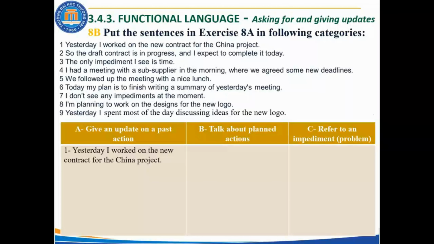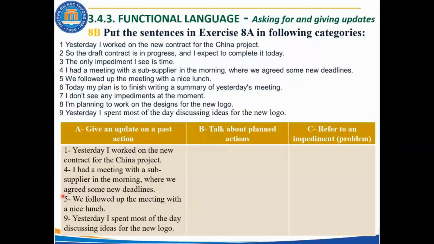Have you finished? Now let's check the answers together. So for category A, give an update on the past action. So we have sentence 1 already and 4, 5, and 9, right? So we see yesterday and the verb here also put in the past simple. So these sentences give an update on the past action, all right?